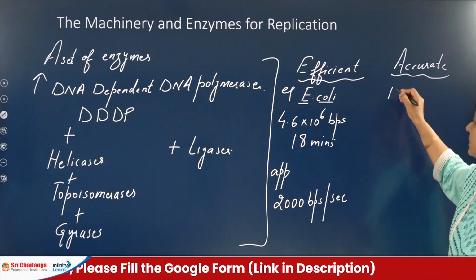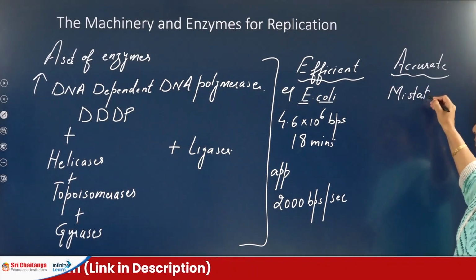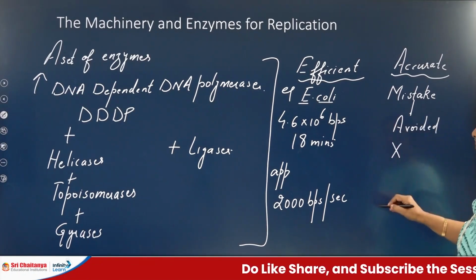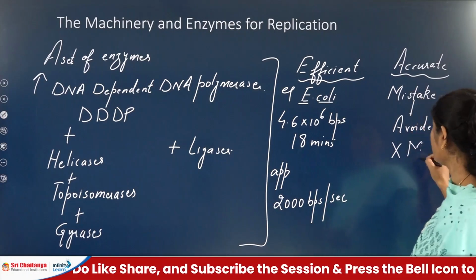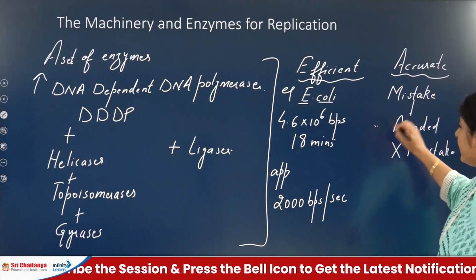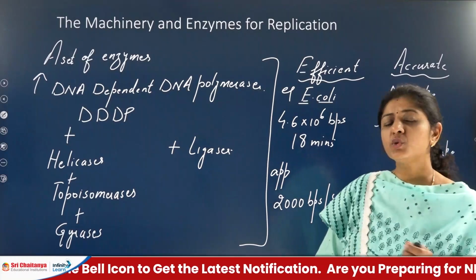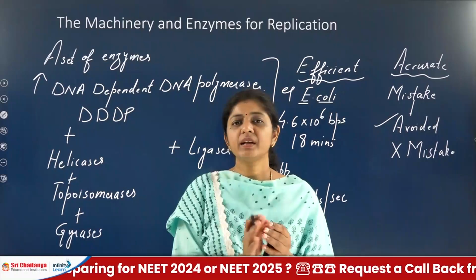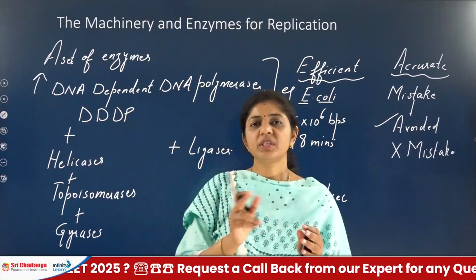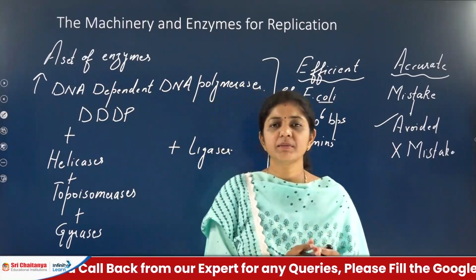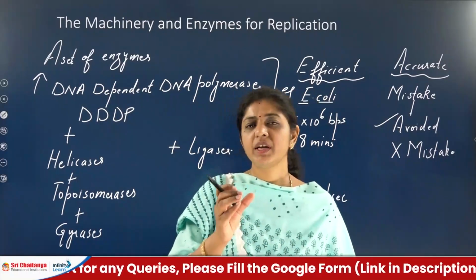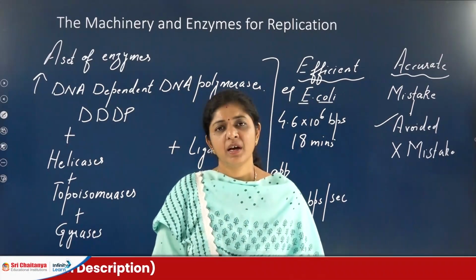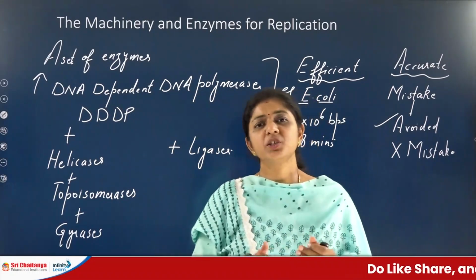Accuracy means the mistake should not be there. Mistake should be avoided. Because it is doing this to the full DNA, an important thing to keep in your mind is that the full DNA will replicate, right? And both strands will show the replication. When you discuss transcription, only a part of the DNA will transcribe, and out of two strands, only one strand will transcribe, right? So replication has to do much more.